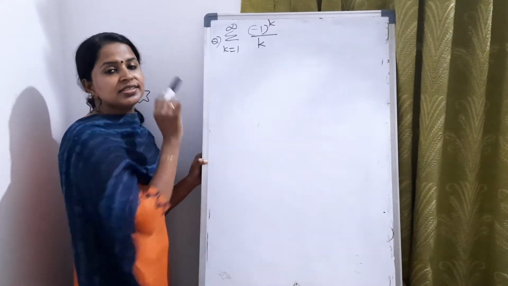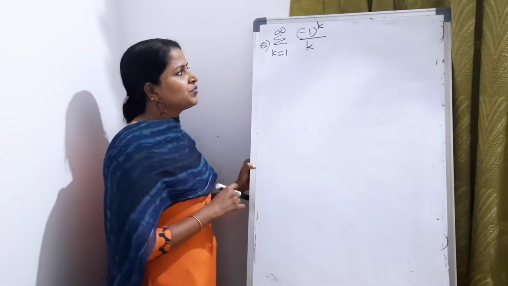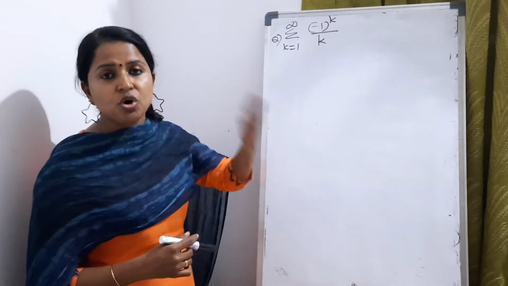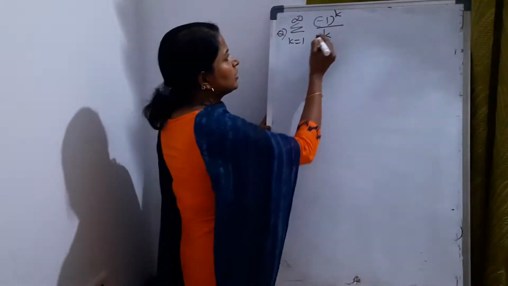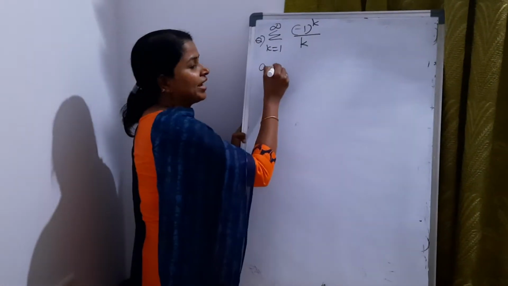Determine whether the series is absolutely convergent or conditionally convergent. First we check whether the series converges or diverges. That is, it's an alternating series. First we write the value of a_k.